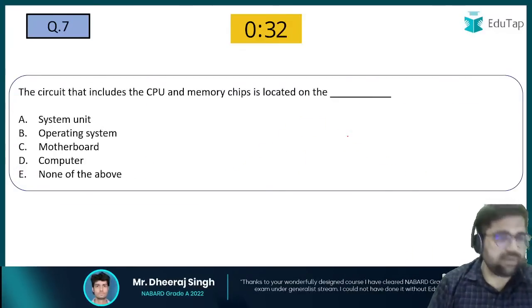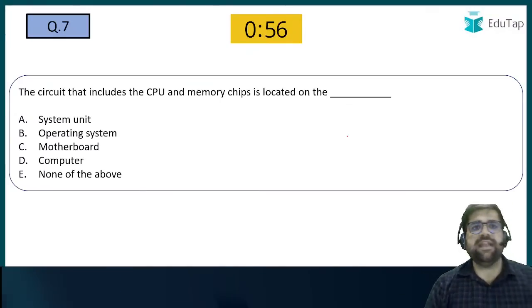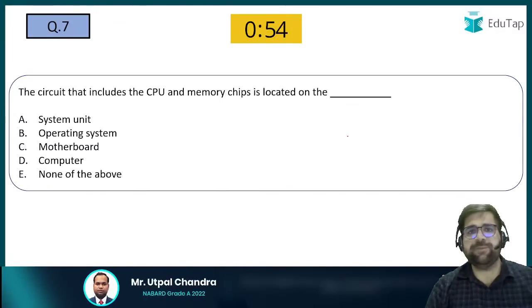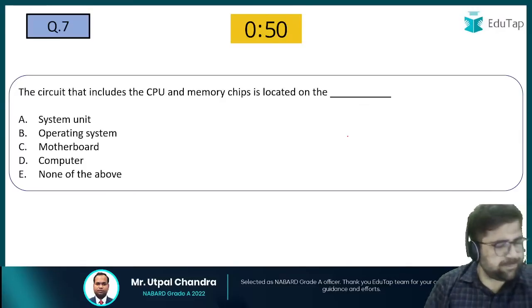Okay, cool. Chaliye, question number 7 now. The circuits that include CPU and memory chip is located on dash. It is a processor.